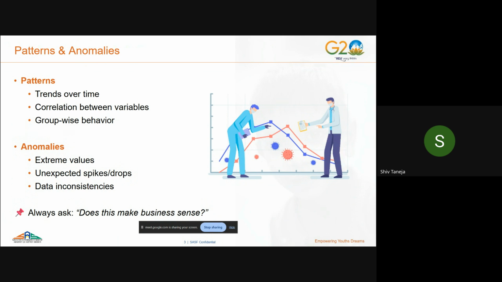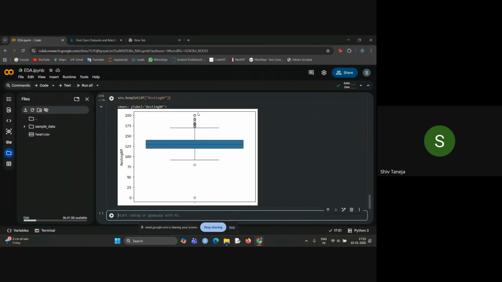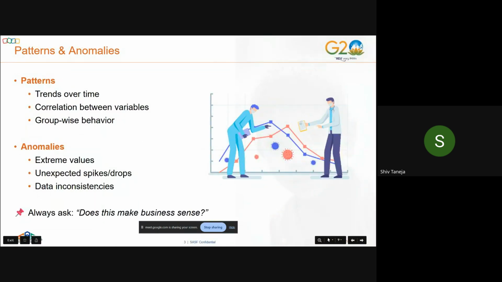Anomalies are the extreme values, unexpected spikes or drops. As I said, you can see these are outliers, unexpected spikes. Either you can drop them or try to fill them with the mean or median values. These can also be classified as data inconsistencies, such as empty values or extreme high values that are way greater than average. So these come under data inconsistencies. You have to remove these kinds of anomalies from the data.